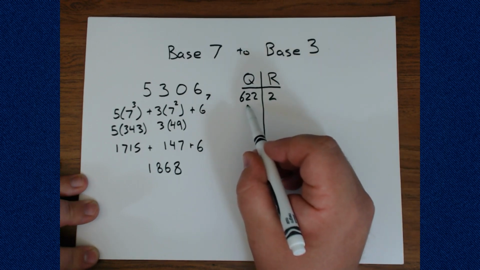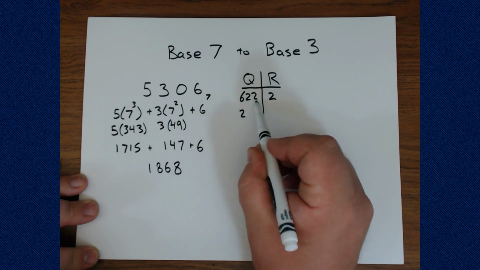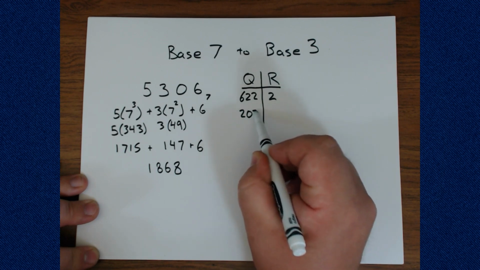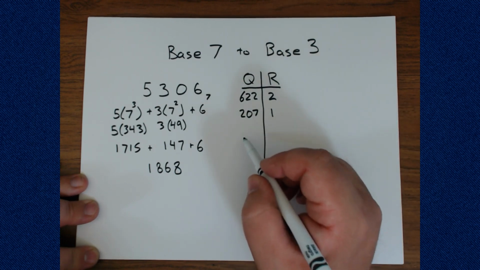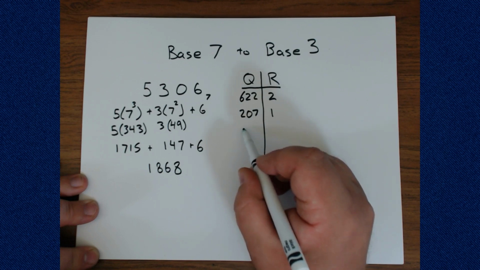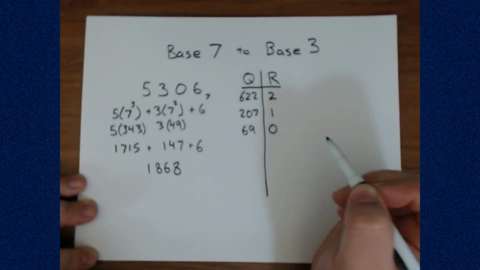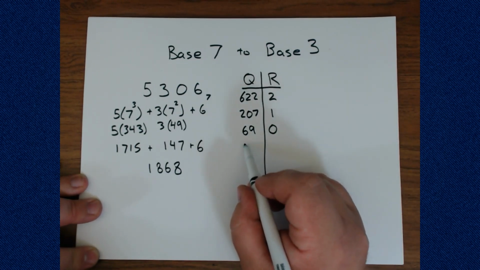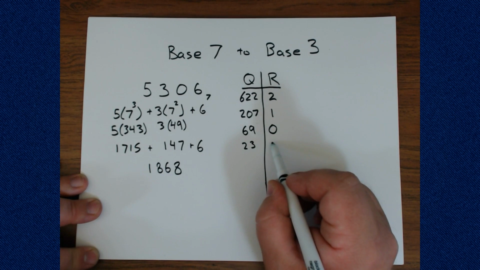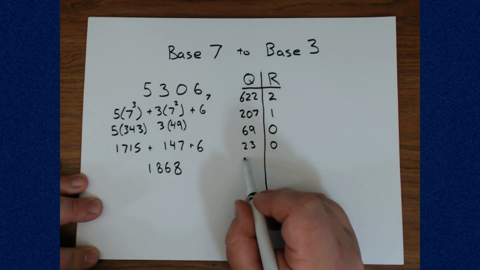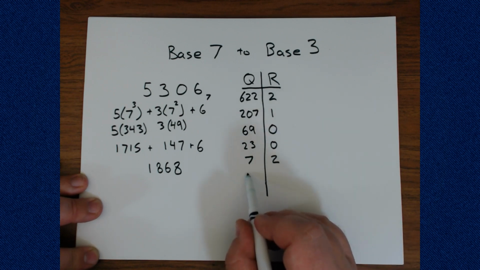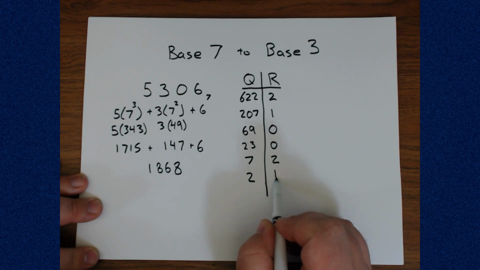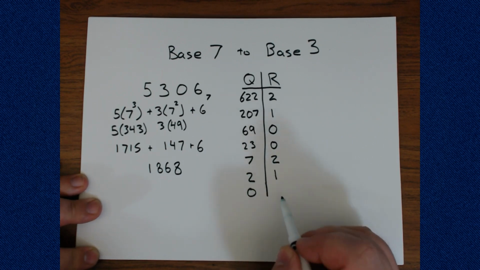622 divided by 3 is 207 with a remainder of 1. 207 divided by 3 is 69 even, no remainder. Those are both multiples of 3, so we get 23, remainder of 0. 23 divided by 3 is 7 with a remainder of 2. 7 divided by 3 will be 2 with a remainder of 1. And 2 divided by 3 will be 0 with a remainder of 2.